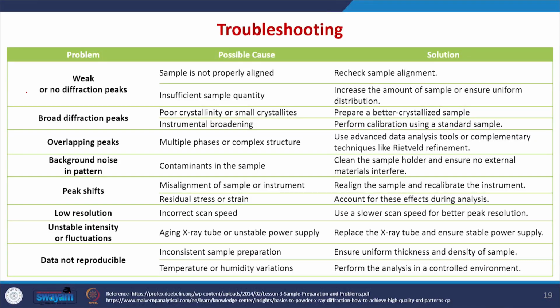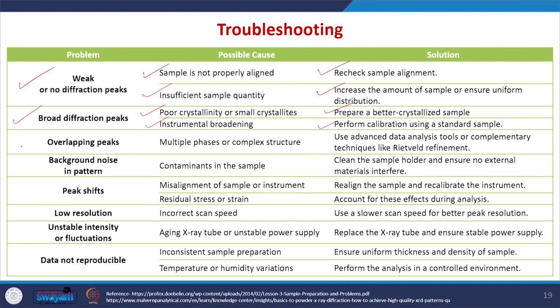Let us see some of the problems we face when we do the XRD and how to overcome those challenges. So, the first problem is weak or no diffraction peaks. The reason may be the sample is not properly aligned. So, recheck the sample alignment, and it may be due to the insufficient sample quantity. So, increase the amount of sample or ensure uniform distribution. And the next problem is broad diffraction peaks. It may be due to the poor crystallinity or small crystallites. So, prepare a better crystallized sample, and it may be also due to the instrumental broadening. Perform calibration using a standard sample.